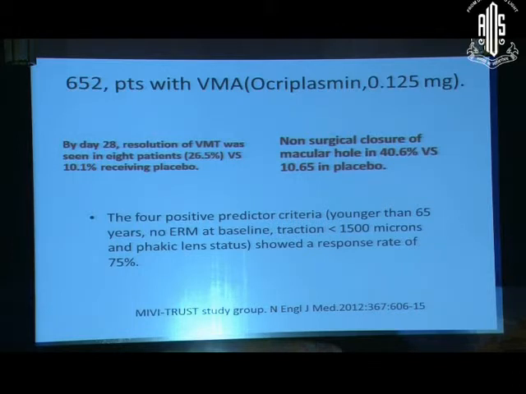And the positive predictors are: the younger the patient, the better, and there should be no ERM at baseline, and the traction has to be focal. You can divide it whether less than 1500 microns or more than that, so that also plays a part. And with phakic lens status, these patients showed good response.